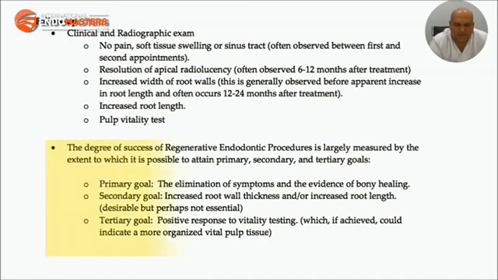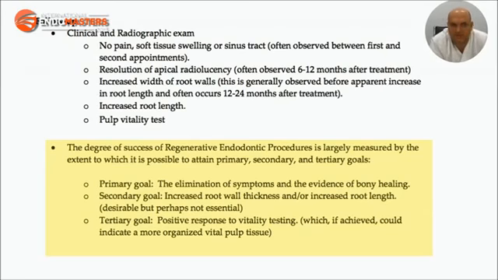And according to the American Association of Endodontists, the degree of success of regenerative endodontic procedures is largely dependent on the extent to which it is possible to attain primary, secondary and tertiary goals. Your primary goal is always the elimination of symptoms and the evidence of bony healing. The secondary goal is the increased root wall thickening and increased root length, and your tertiary goal is the positive response to vitality testing. These were the recommendations of the American Association of Endodontists.